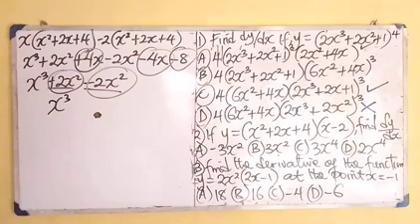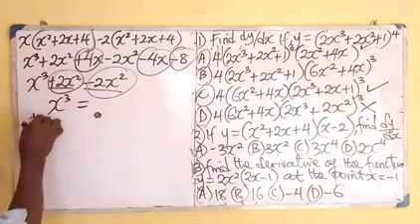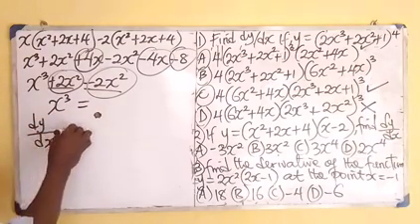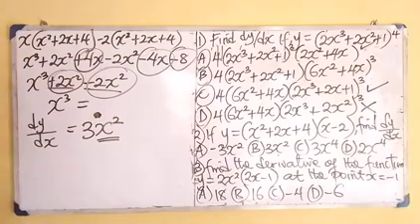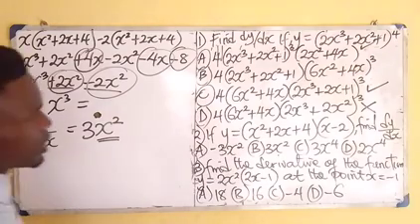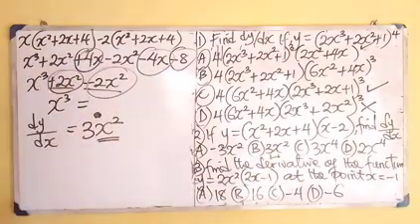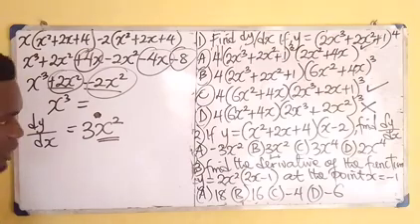Just x cubed. If I differentiate this now, dy over dx, I'll be having 3x raised to power 2. This is the final answer. What do we have there? So option B is the correct answer. Just follow it step by step. You get the answer. All right. So at this point, we'll call it a day.